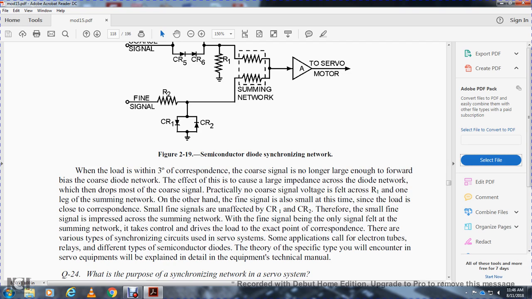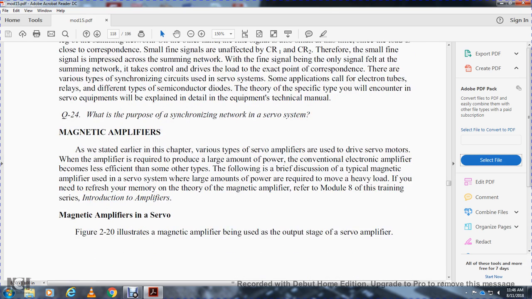There are various types of synchronizing circuits for the servo system. Some of the applications use electronic tubes, relays, and different types of semiconductor devices, diodes. These are specific types that you will encounter in the servo equipment. To explain the detail of the equipment, see the technical manual. Magnetic amplifier.